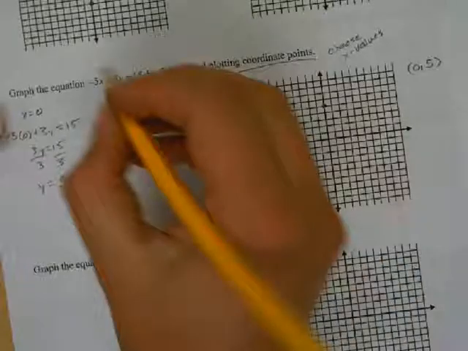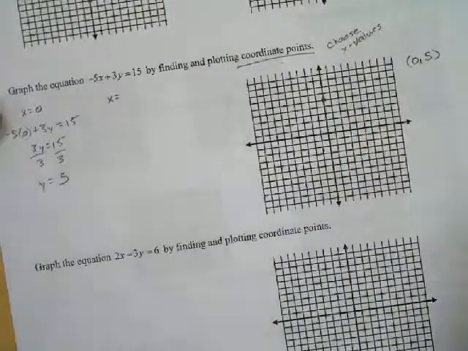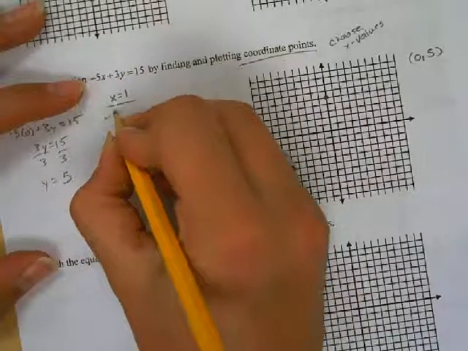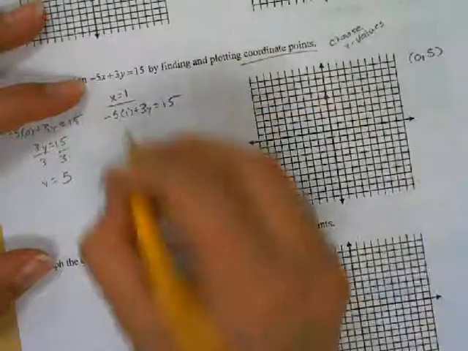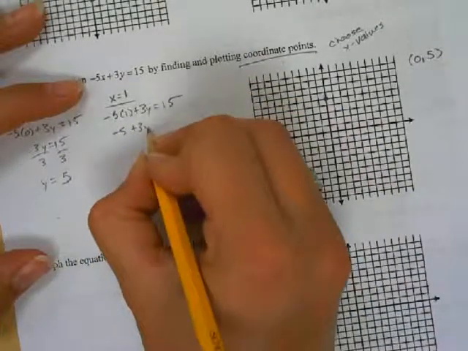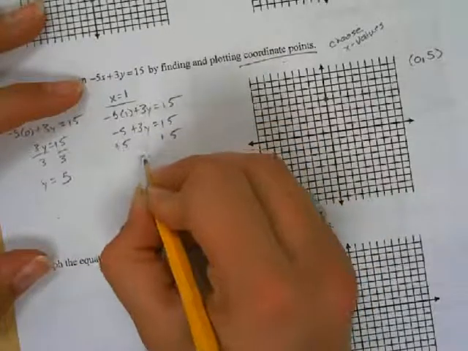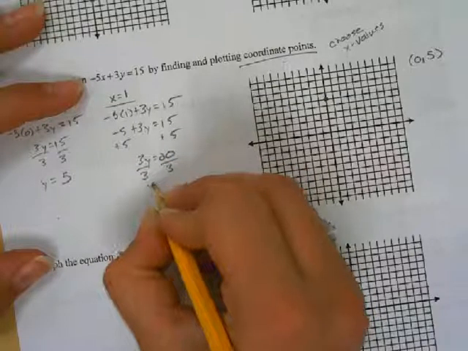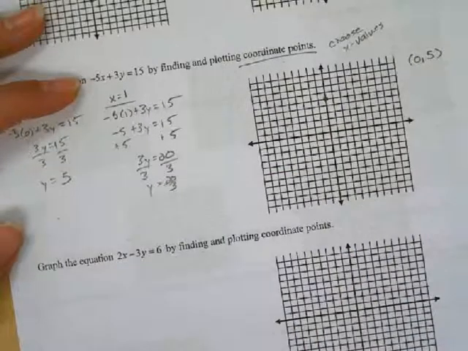So I'm going to go with x is equal to, let's just say I choose 1. This is not going to work out pretty, and I know that, but I want to show it to you. So let's say I choose x is 1, and I plug that in. I get negative 5 times 1 plus 3y is equal to 15. So negative 5 plus 3y is equal to 15. Let's add 5. 3y is equal to 20. Divide by 3. Well, 3 doesn't go into 20 evenly. So 20 over 3 is my answer, but that's kind of hard to graph.